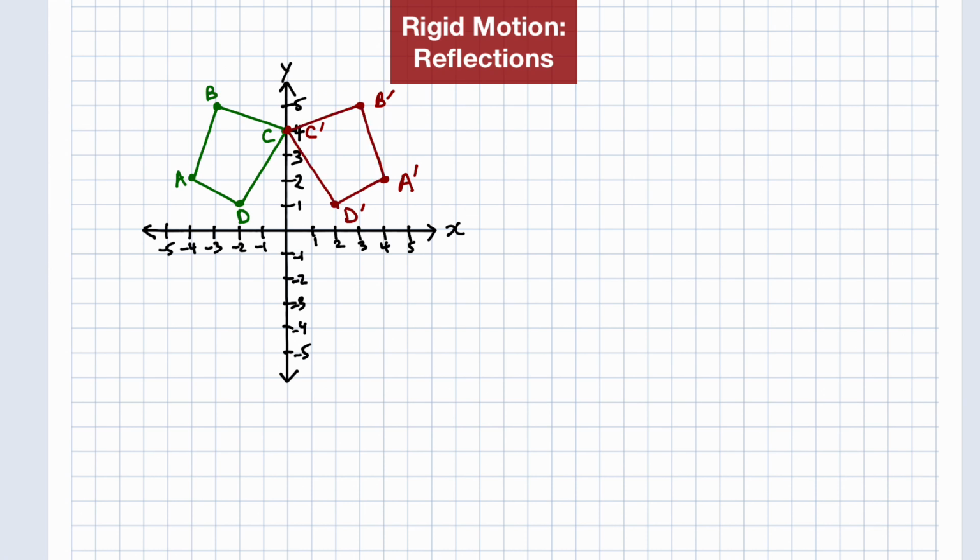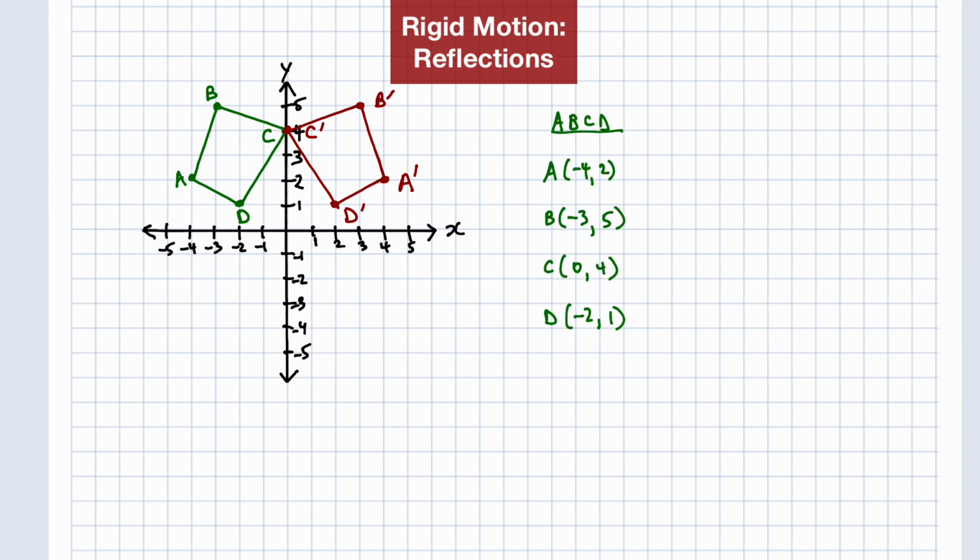Okay, so there we see the reflected figure, and visually it looks like A prime, B prime, C prime, D prime is a reflection of A, B, C, D across the y-axis. So let's take a look at the coordinates and do some comparison and see if we can summarize similar to what we did in the previous example.